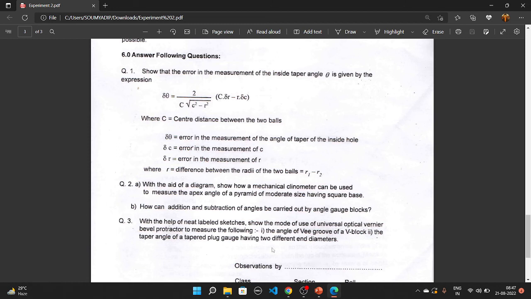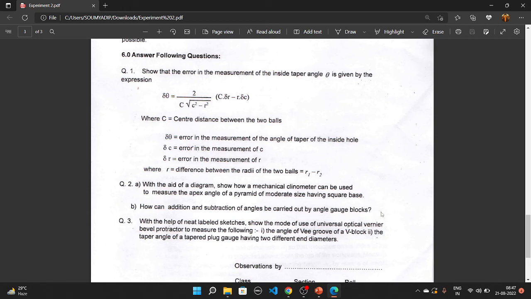And number 2A is the mechanical clinometer. If a clinometer is there in the laboratory, you can see it, or use any internet source or book, and see how you can use the clinometer to find out the taper angle directly. And 2B is how addition and subtraction of angles can be carried out by angle gauge blocks.